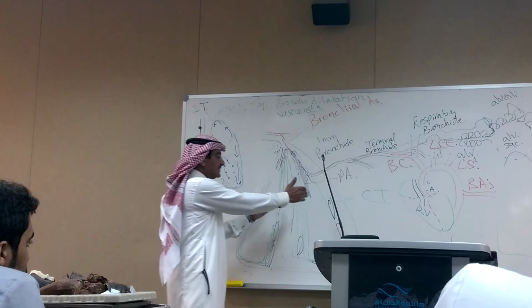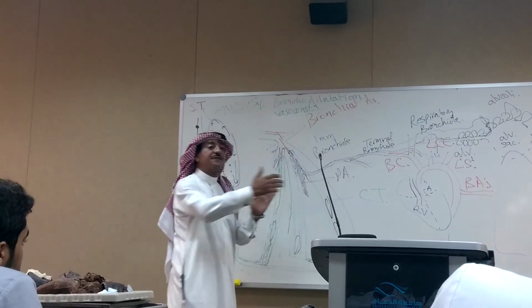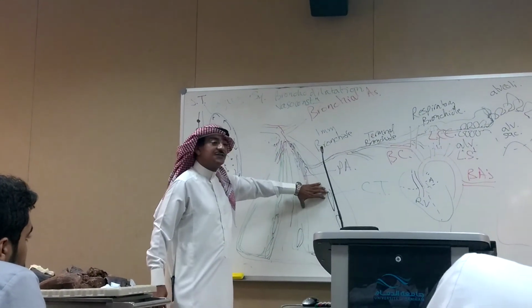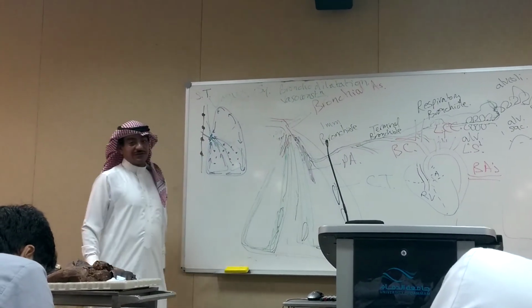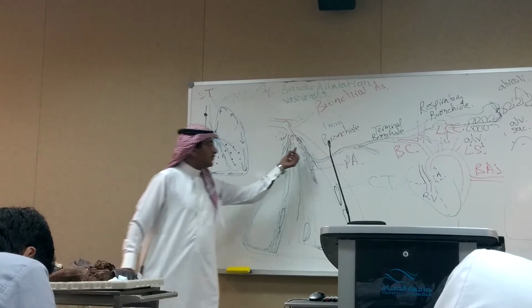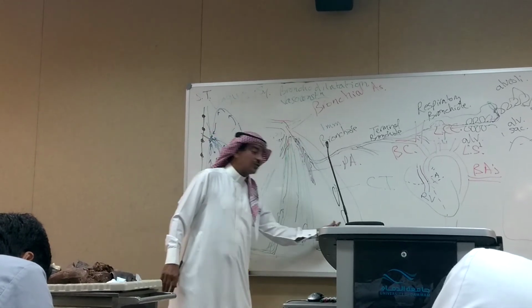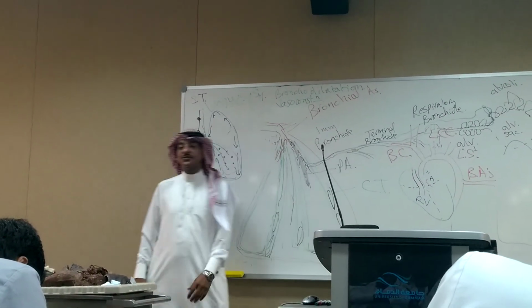The unit is important because it could be removed. Any damaged or diseased unit can be removed surgically without affecting the other units. Important to note, pulmonary arteries are in the center, pulmonary veins are in the connective tissue.